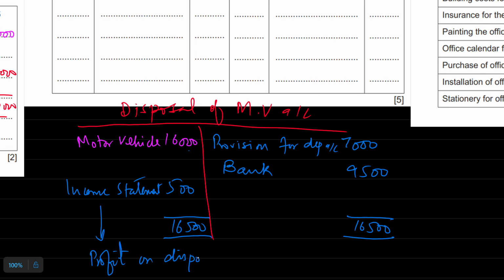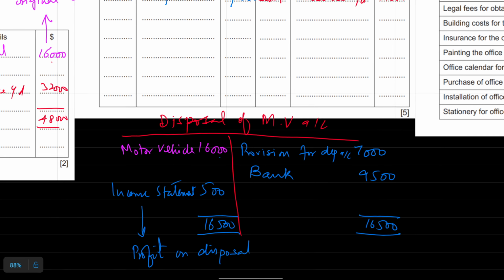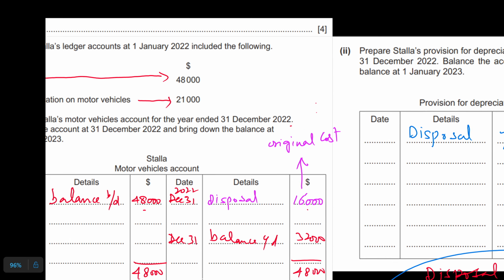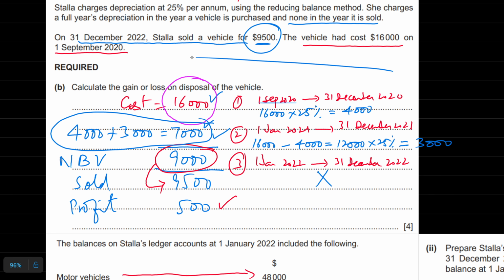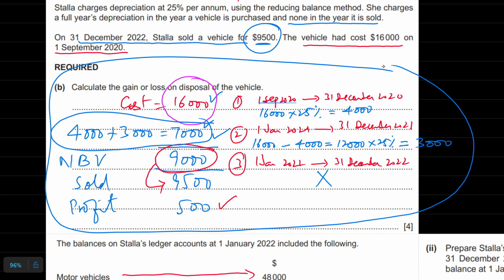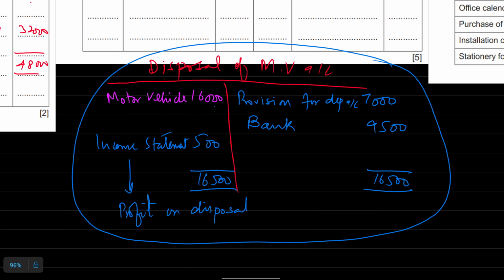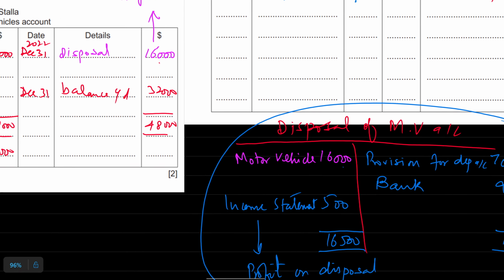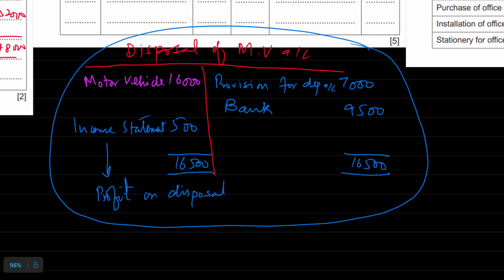This is the T account presentation of the same calculation that we did in B part. In B part, we were required to calculate gain or loss on disposal. We were not supposed to prepare a T account. But whenever in a question we are asked to prepare a disposal account, we will not show only calculations. We have to show this disposal account.